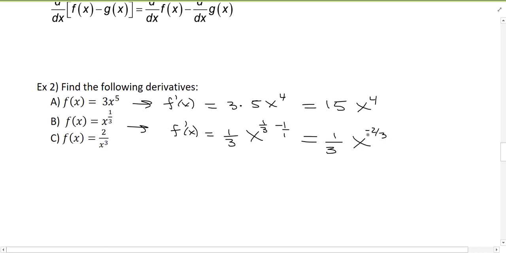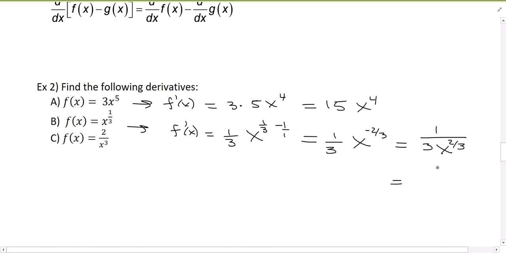But we don't want to leave things with a negative exponent, so make sure that you write your answers with positive exponents. So this will be 1 over the 3 that's in the denominator there, and then this x to the exponent comes to the denominator, because negative exponent means it really belongs at the bottom. So this will be x to the positive 2/3.